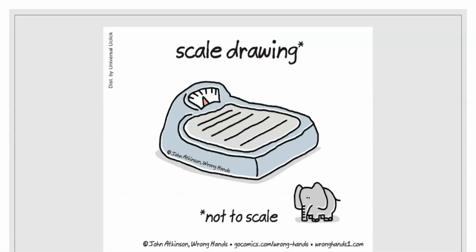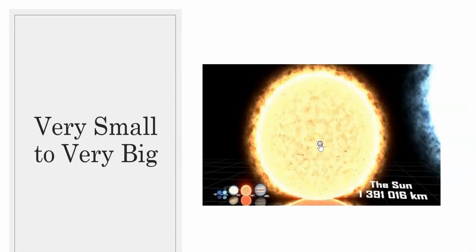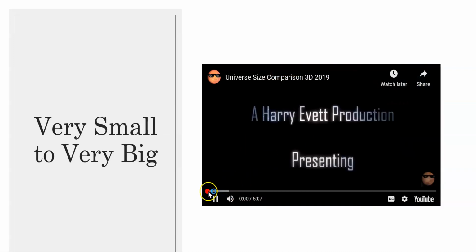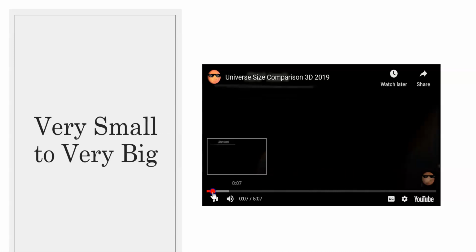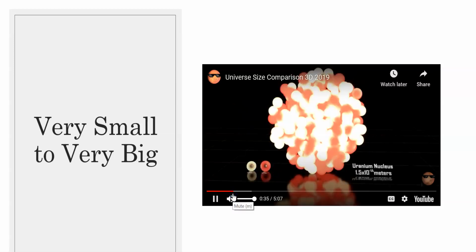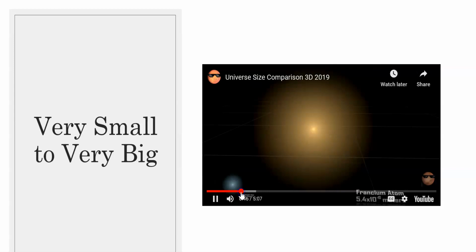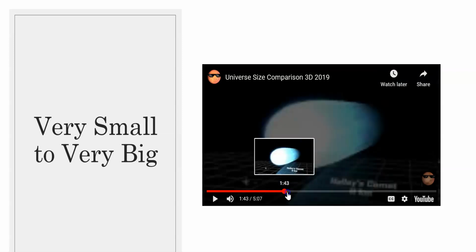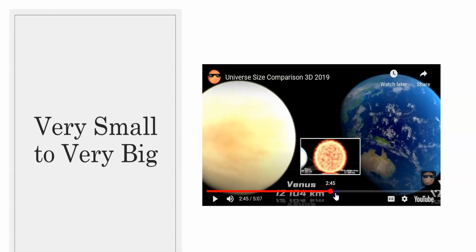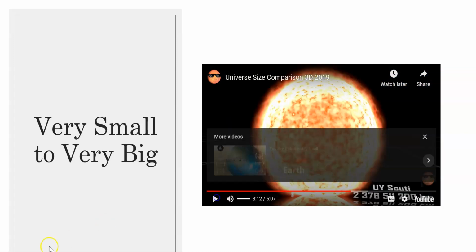Here is a scale diagram. Actually, it's not, because it's not to scale. Alrighty, so in class we would have watched this video about very small objects to very large objects, and the reason that we watched this was to get that idea that we live in a world of very large and very small things, and that's why we have to think about scale. We need to be able to understand how big is something or how small is something, and the ratios involved in that.